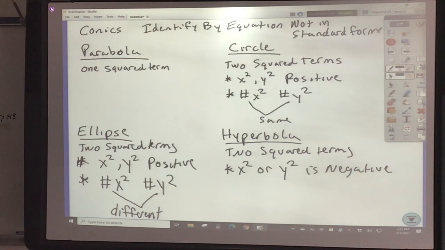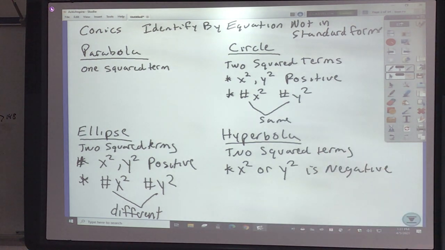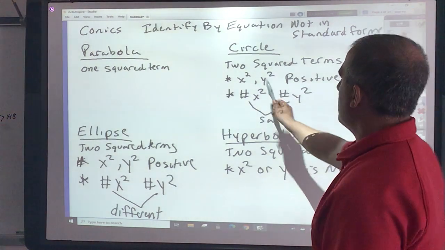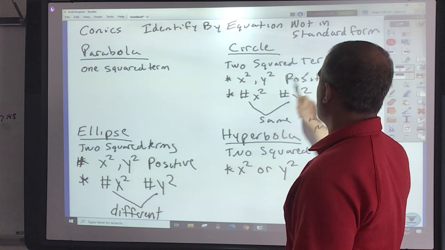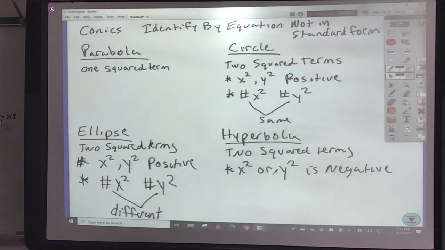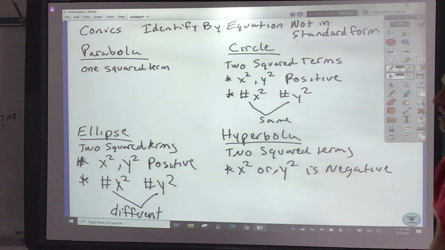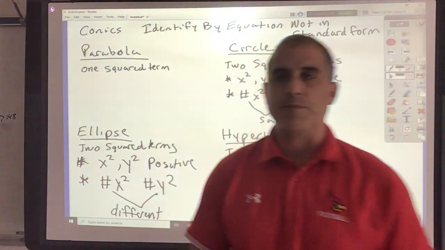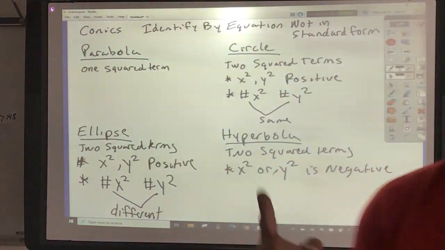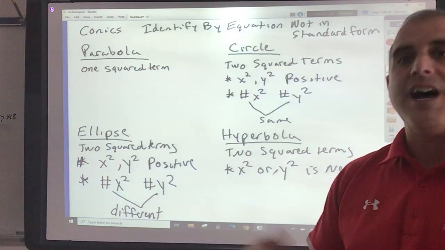The next three have two square terms: circle, ellipse, and hyperbola. Now what's the difference? For a circle, x squared and y squared will both be positive. The same for the ellipse. The big difference is with the hyperbola: either the x squared or the y squared is negative. So if it's got one square term, it's a parabola. If it's got two and either one of those is negative, it's a hyperbola.